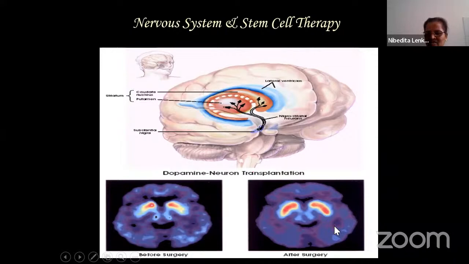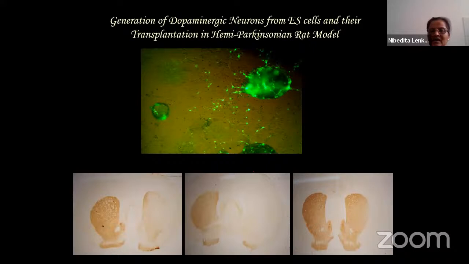We have also done a similar study in an animal model. These are mouse dopaminergic neurons, and the neural stem cells we have implanted.